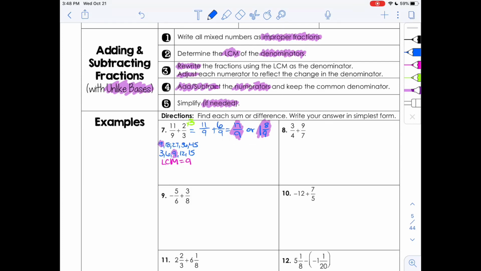So listing our multiples of 4: 4, 8, 12, 16, 20, 24, and 28. And then listing our multiples of 7: 7, 14, 21, 28, 35, 42. Now comparing these two lists, we can see that our least common multiple, the smallest number they have in common, is 28. So we're going to use 28 as our denominator.